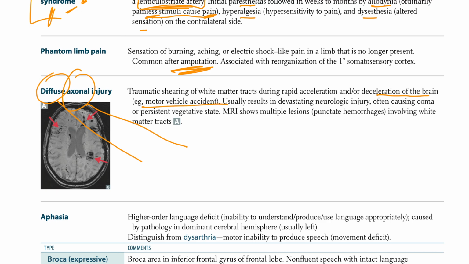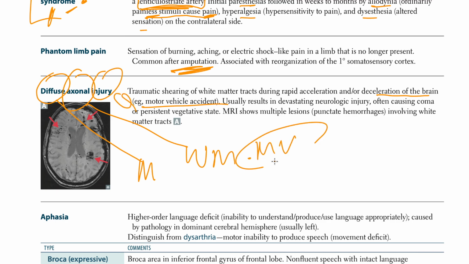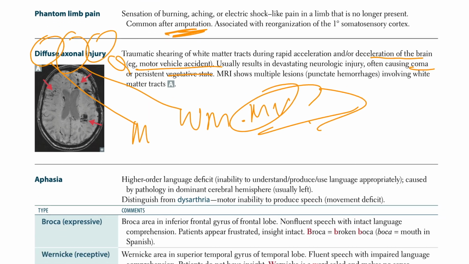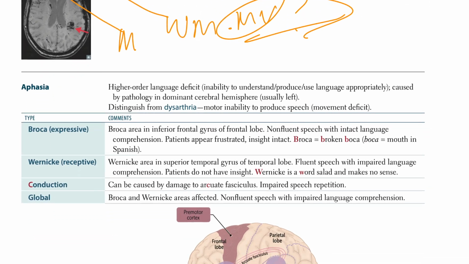MVA, simple, right? Diffuse, again, it's going to be multiple. Axons, white matter. Injury, MVA, okay? And it's going to cause what? Coma or vegetative state. Then we have a very important one here, which is aphasia.